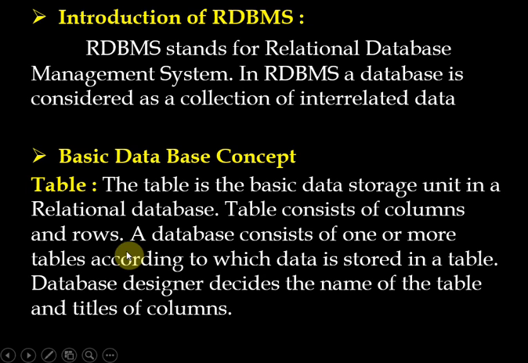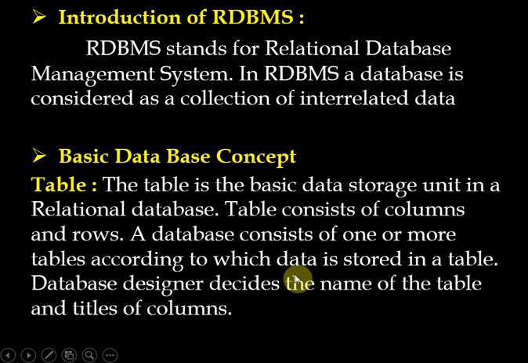The database designer decides the name of the table and the titles of the columns. In a table, the columns hold the field names, meaning what type of data will go in the table. You come to know that by reading the table title, meaning the column title. For example, suppose you are going to create a table students. In the student table, suppose the columns are name, address, and city. The first column is the name of the student, the second column is the address of the student, and the third column is the city of the student.